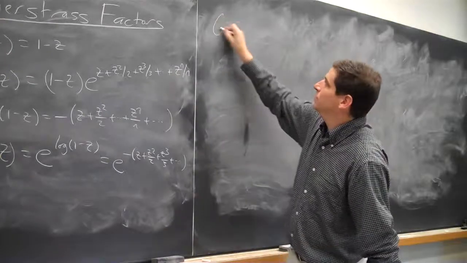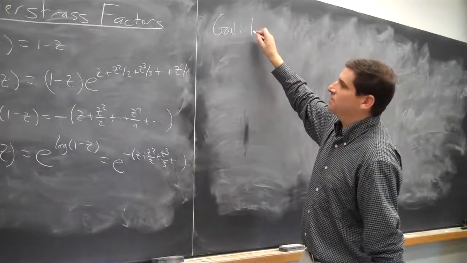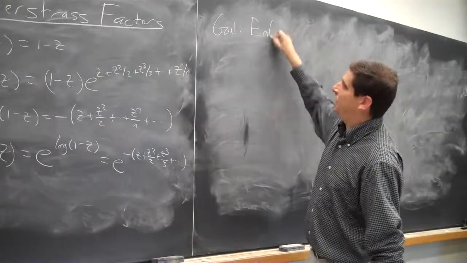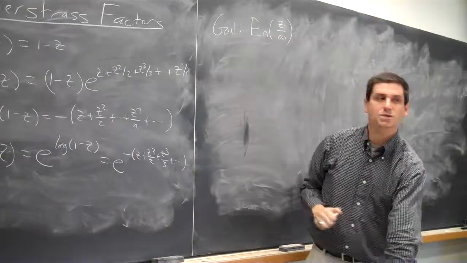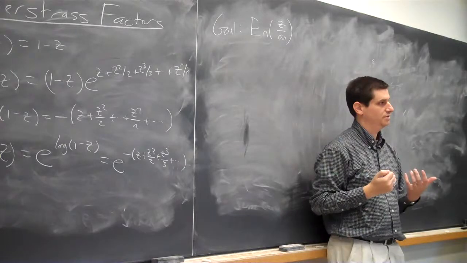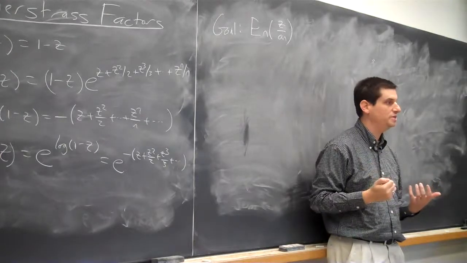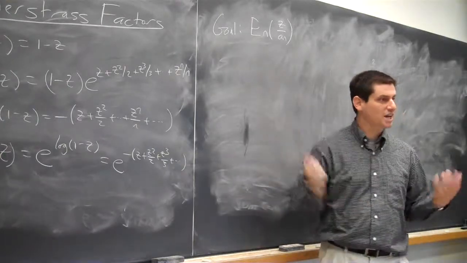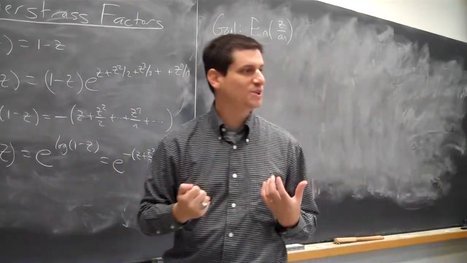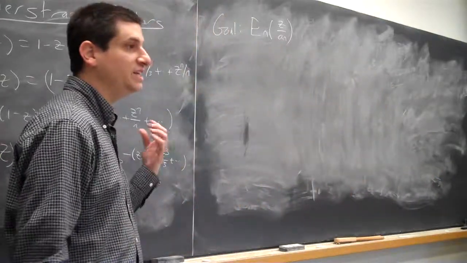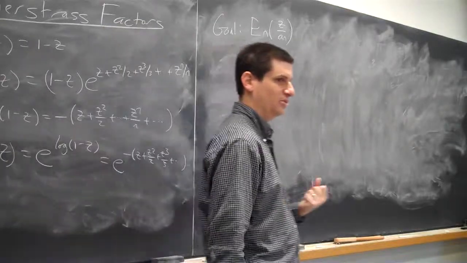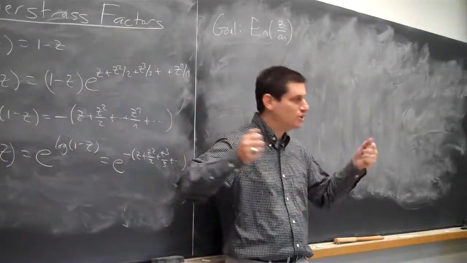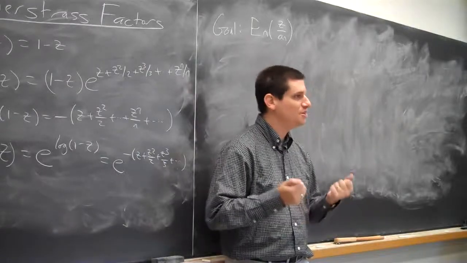So the goal would be to look at things like en of z over an, and maybe take a product over all of these. And that's going to have zeros where we want it to have zeros, but it's going to give us these exponential factors, which will hopefully give us convergence. So the idea is you fix things locally. You locally fix things so that when you combine them all at the end of the day, the product will make sense.